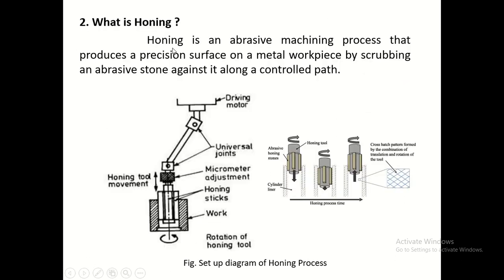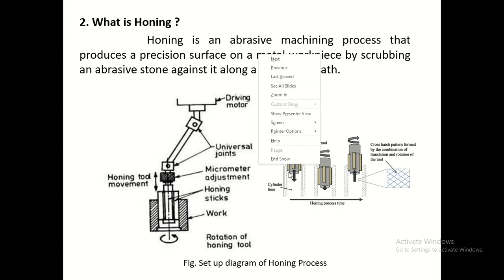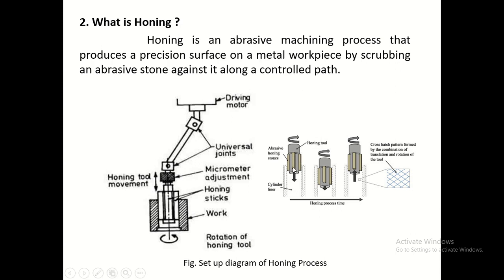We will go to honing. Honing is an abrasive machining process that produces a precision surface on a metal workpiece by scrubbing abrasive stones along a controlled path. This is our honing tool. Along the circumference of the tool there are honing sticks. The honing sticks are the main part of the tool that gets in contact with the workpiece.